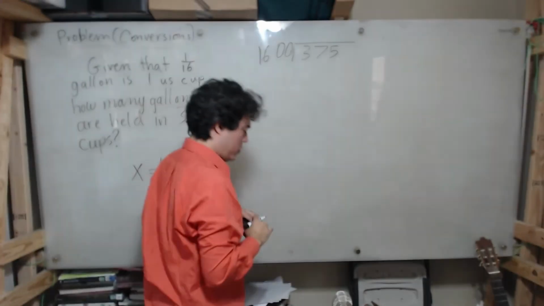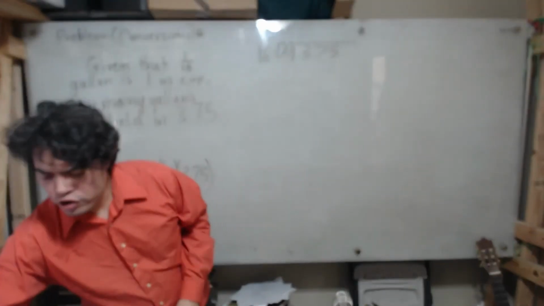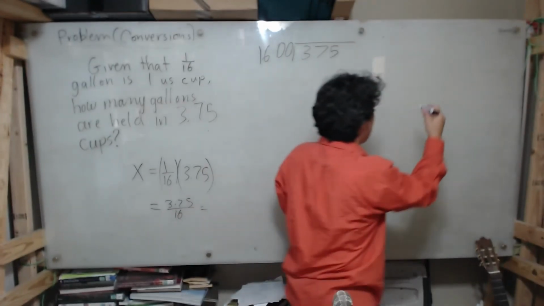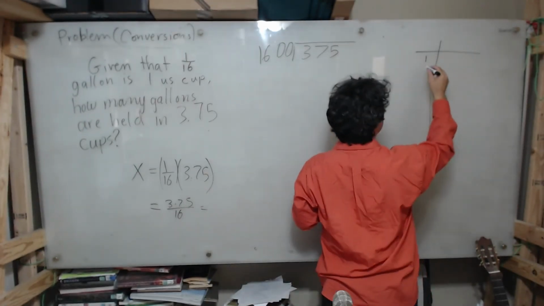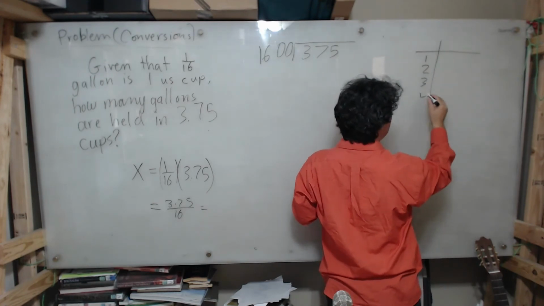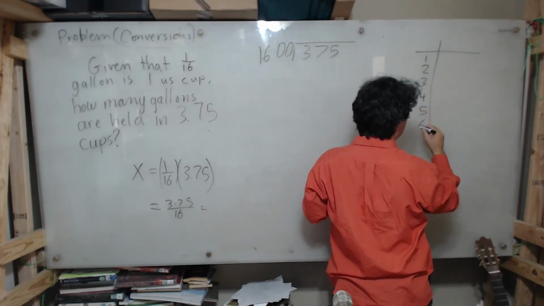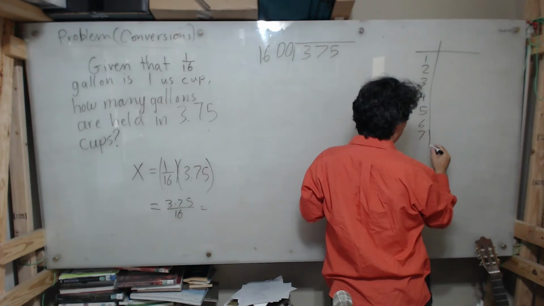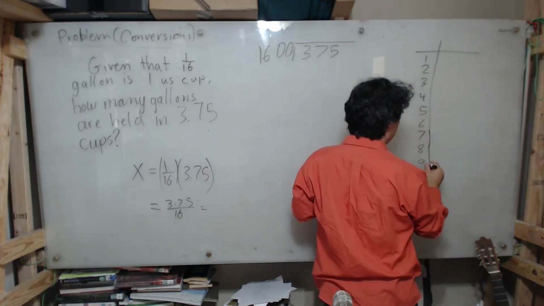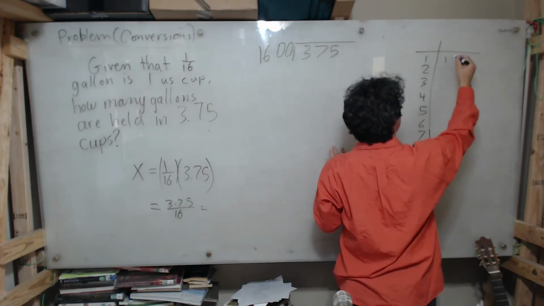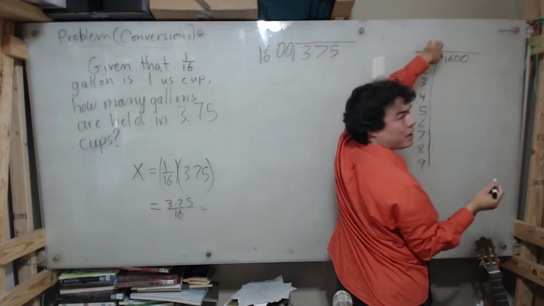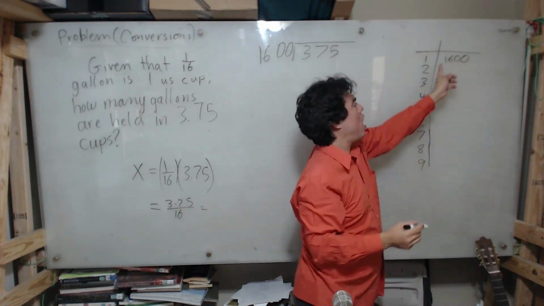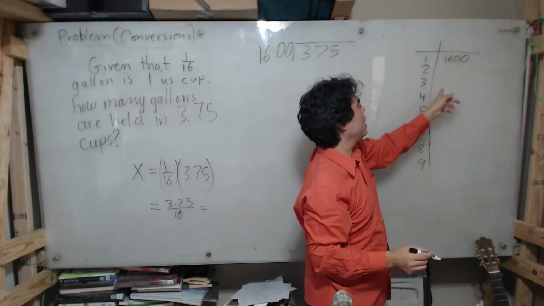Okay. So the first thing that I'm going to do is make a multiplication table for 1600. I know that you guys might think that this might be an excessive use of time, but I promise when you do long division this way, you guys are going to become faster and faster at it. To make this multiplication table, I'm just going to add 1600 each time.